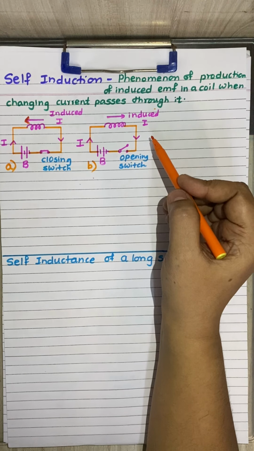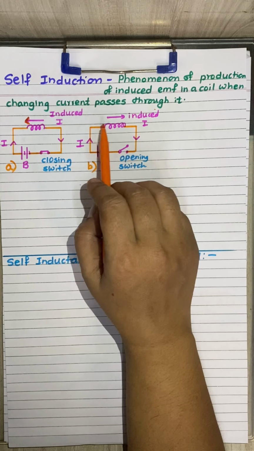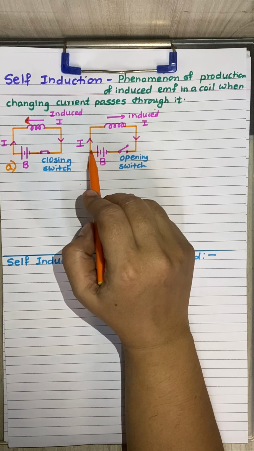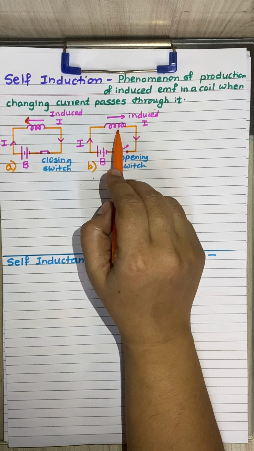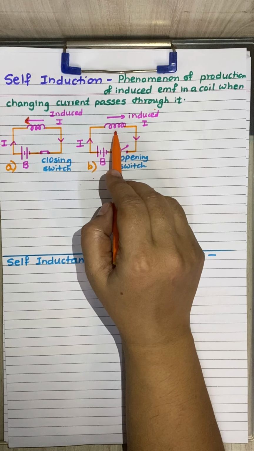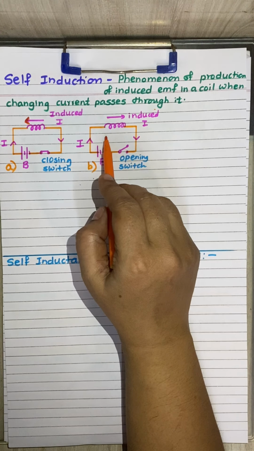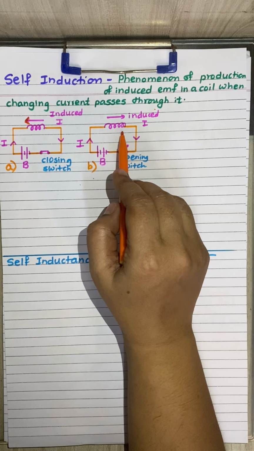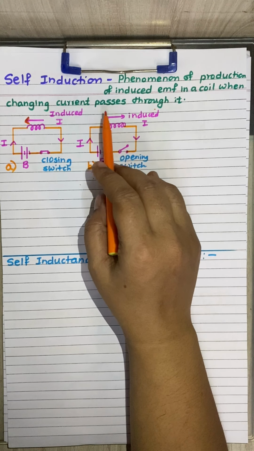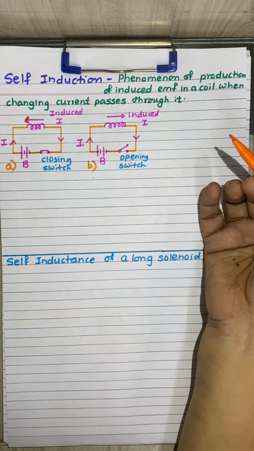Okay, so therefore we can say that this particular self-induction process takes place in the coil itself when the current is flowing through the coil. Because the current is flowing through the coil, the coil behaves as a magnet. Therefore, magnetic flux is generated either from 0 to maximum or from maximum to 0. This change in the flux is the reason for inducing the current. And therefore this induction process is called a self-induction process.